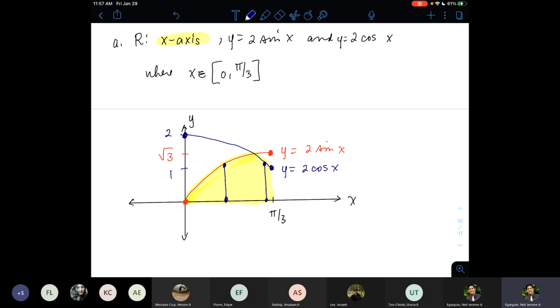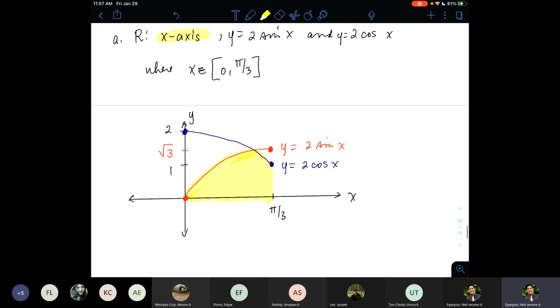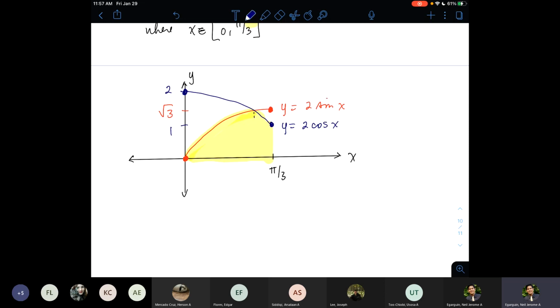But if we accept that this would be our shaded region, then I still need to split the integral up into two pieces. And you need to look for the point of intersection here, and then do two integrals. The first integral is 2 sine x minus 0, because the equation of the x-axis is y equals 0. And you'll have 2 cosine x minus 0, because that's the y value of the x-axis.